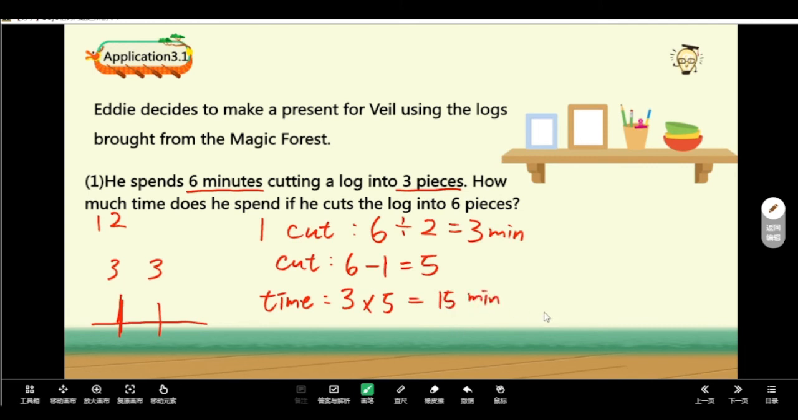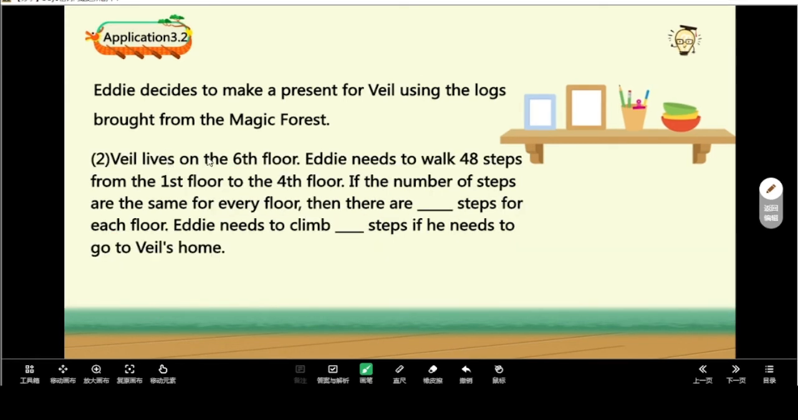Very good, and don't forget your answer. You must write down your answer here. Okay, so we finish with this question and go to the next one. Phil lives on the 6th floor. Eddie needs to walk 48 steps from the 1st floor to the 4th floor. If the number of steps are the same for every floor, then how many steps are there for each floor?